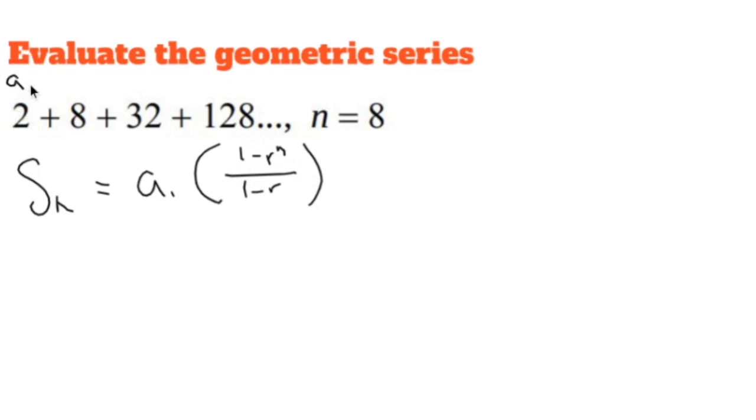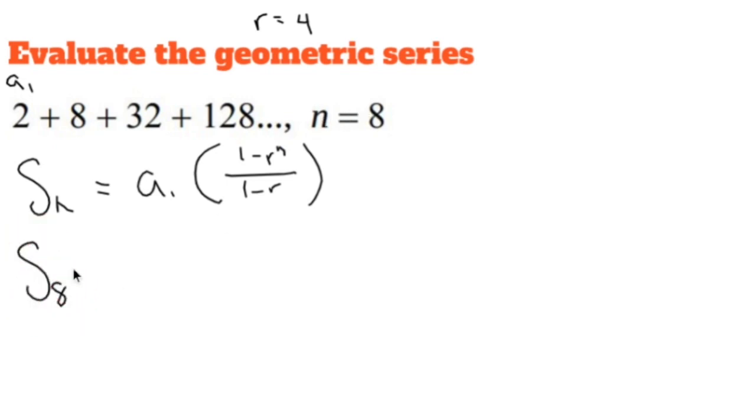I know my first term. It looks like I'm multiplying 4 every time, so my common ratio is 4. And it looks like I already have 8. So if you're like, oh, I need to find the 8th term? No, I don't. If it was an arithmetic series, yes, I would. But with geometric, I don't need to find the 8th term. So that makes life a little bit easier.